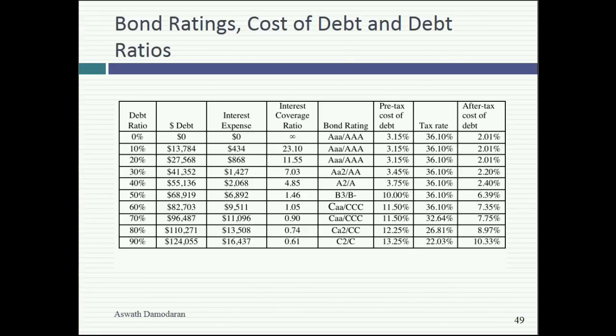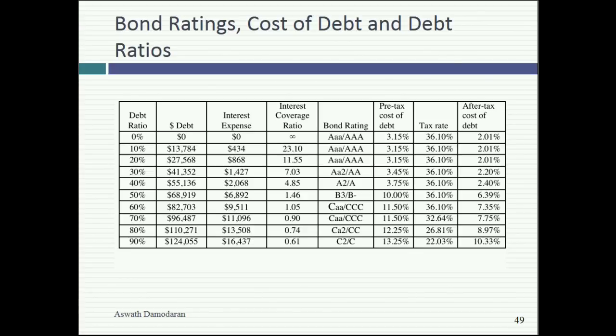It's $13,784 at each step. As my dollar debt goes up, my interest expense goes up more than proportionately. Why? Because as my dollar debt increases, my interest rate tends to go up, so my interest expense starts to climb more than proportionately. As my interest expense climbs, my interest coverage ratio plummets.